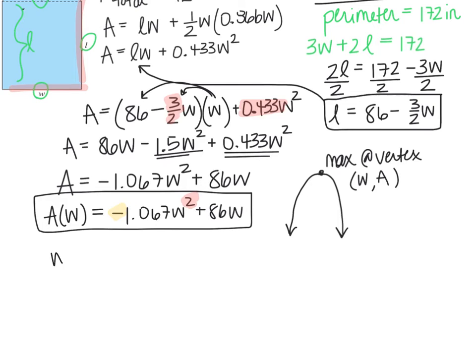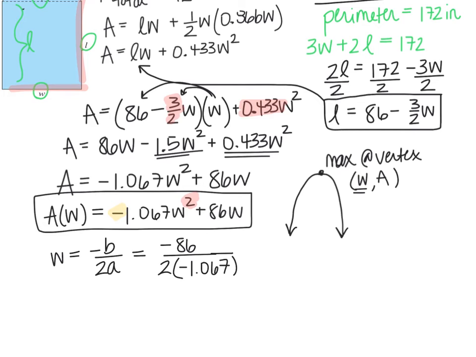So the vertex of any parabola or any quadratic function can be found by using the vertex formula, the opposite of b over 2a. Now remember, that's finding the x value of the vertex, and in this case, the x value is w, it's the width. So negative b over 2a. b is 86, so that'll be negative 86 divided by 2 times the a value, which is the leading coefficient, of negative 1.067. So negative 86 divided by this quantity. You can go to your calculator for that.